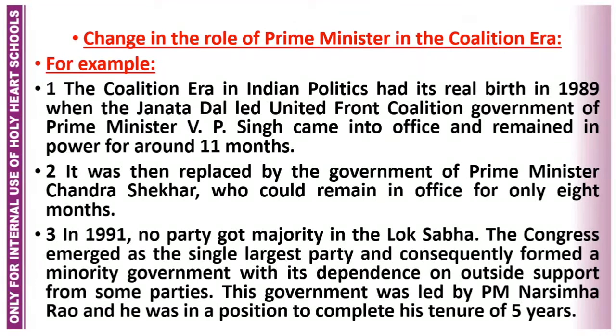In 1991, no party got a majority in the Lok Sabha. The Congress emerged as the single largest party, not the majority party, and consequently formed a minority government. Obviously, it was not in majority, with its dependence on outside support from some parties. This government was led by Prime Minister Narasimha Rao, and he was in a position to complete his tenure of 5 years. So this was the coalition beginning, when the support was from outside as the Congress was not in majority.